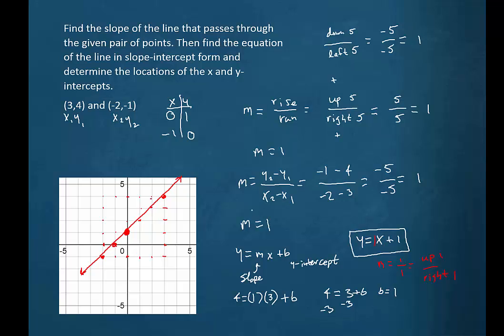So we have our slope. We have the equation of the line, y equals x plus 1. And we have our x and y intercepts, (0, 1) and (-1, 0).